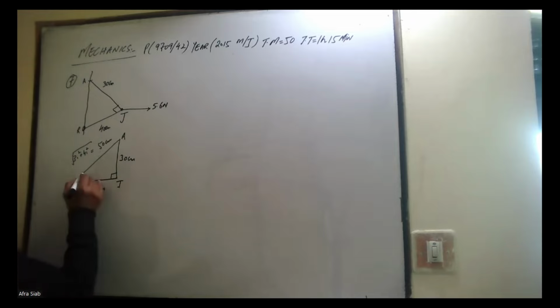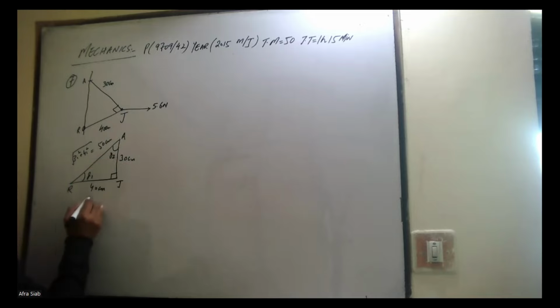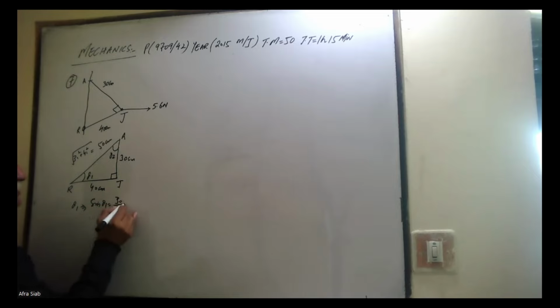Now, if this is angle theta 1 and this is angle theta 2, then theta 1 will be calculated as perpendicular over hypotenuse. So sine of theta 1 is 30 over 50, and that is equal to 0.6.